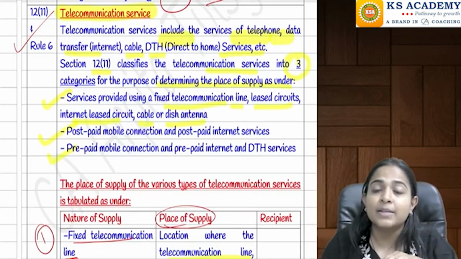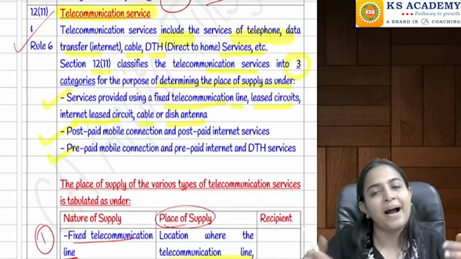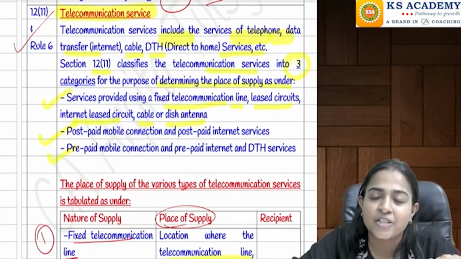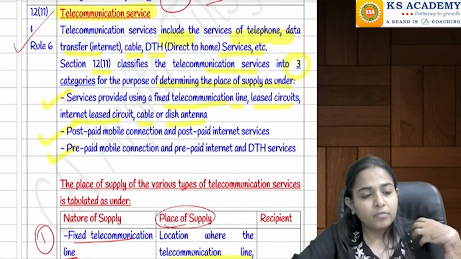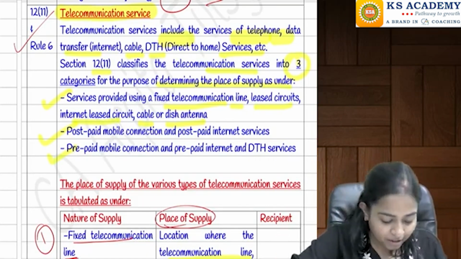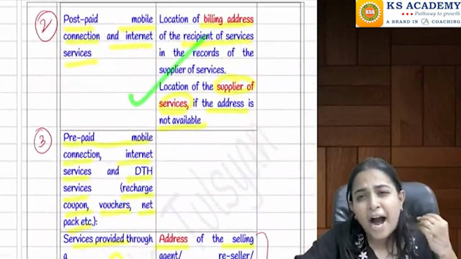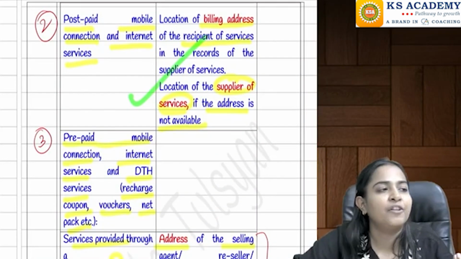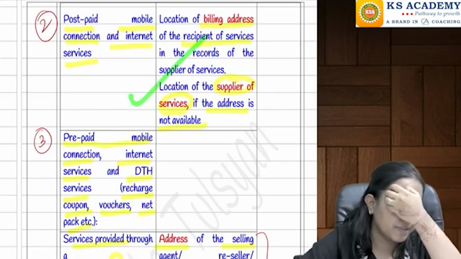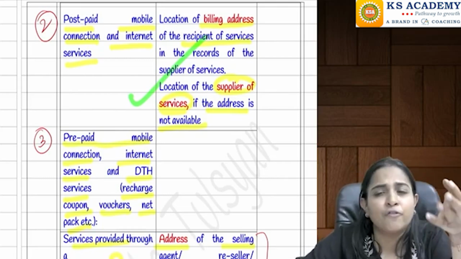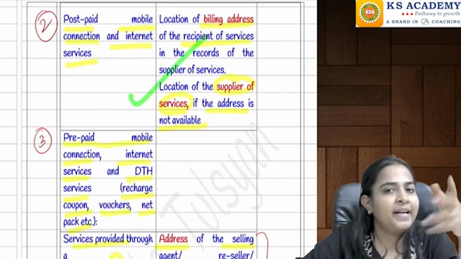Then we discussed postpaid. In postpaid, generally my address is there with the telecommunication service provider. So the location of the billing address will become the place of supply. That is given here. If by chance the address is not available, then we are left with no option, and the location of the supplier will become the place of supply. But generally, in case of billing, the address of the recipient is available.